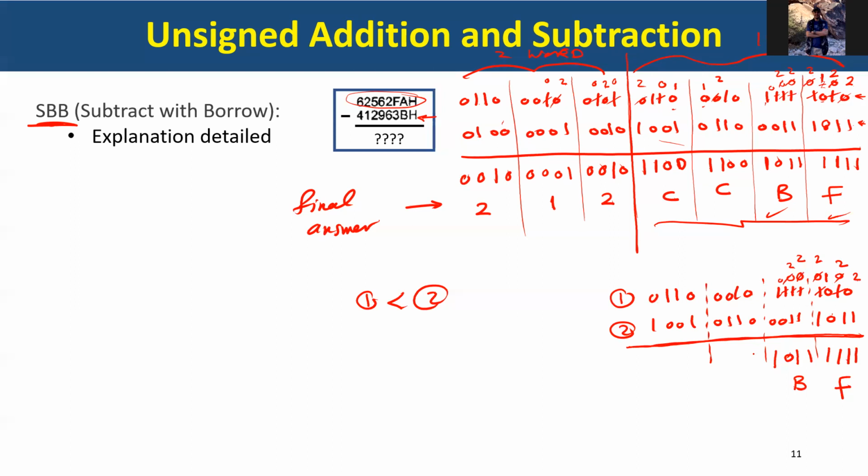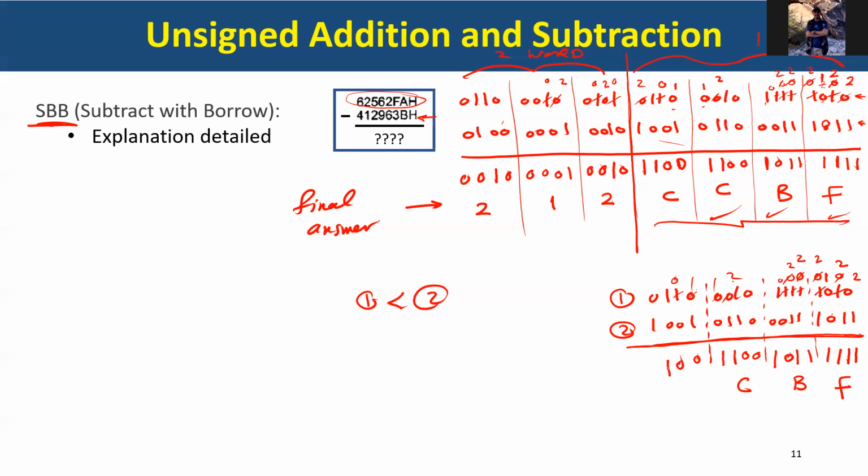0 minus 0 is 0. 1 minus 1 is 0. 0 minus 1 can't happen, so we're gonna borrow that guy there. This is the closest one for us. This will be 1, this will be 1, this will be 2. 2 minus 1 is 1. 1 minus 0 is 1. This is C. We get that guy. 1 minus 1 is 0. 0 minus 0 is 0. 1 minus 1 is 1.